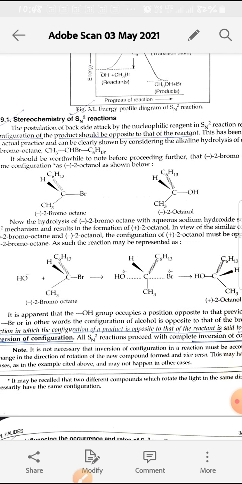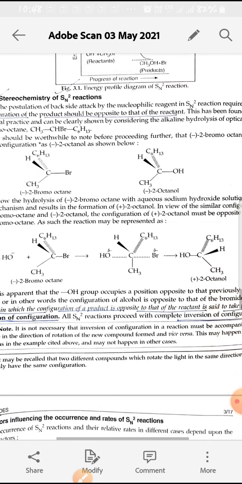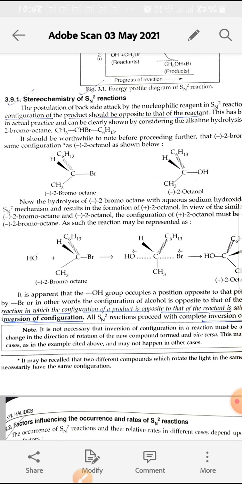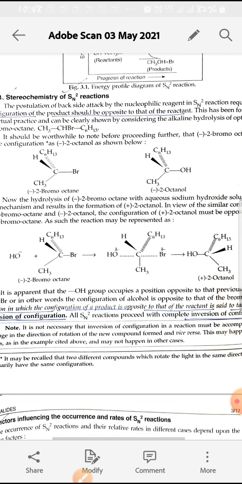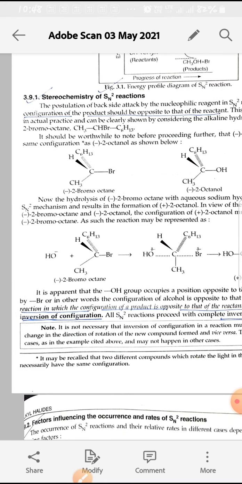Next is stereochemistry of SN2 reactions. As we know, there will be backside attack of the nucleophile in SN2, which requires the configuration of the product to be opposite to that of the reactant.